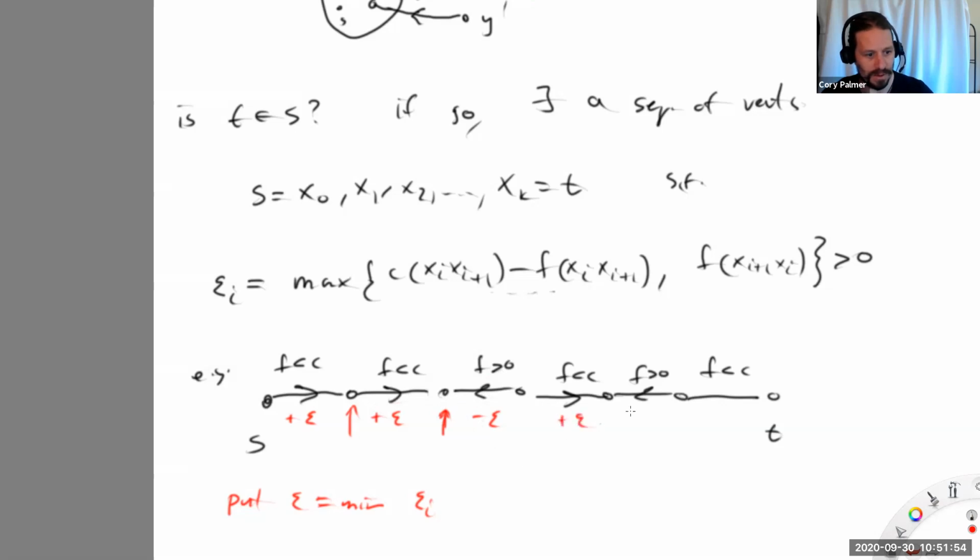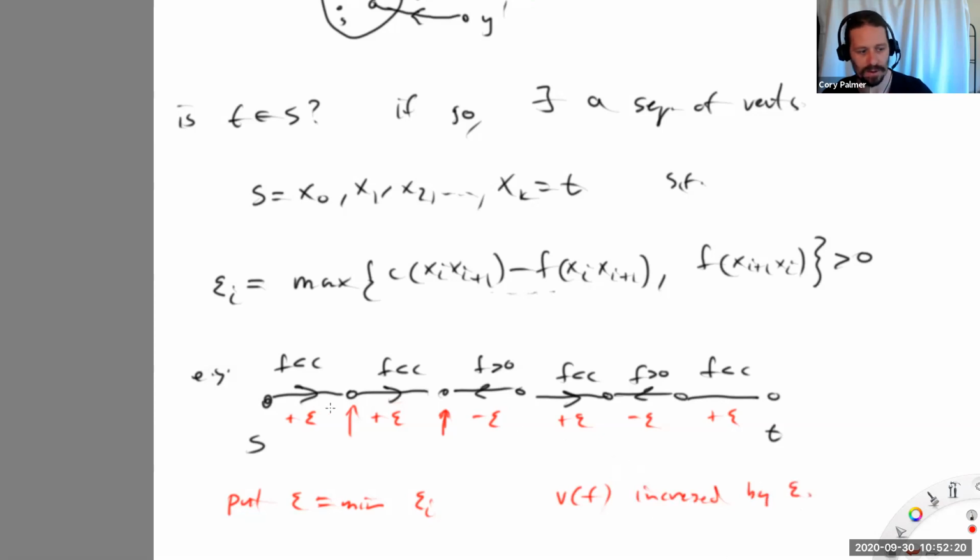Then here I add epsilon, subtract epsilon, add epsilon. Okay, clearly the capacity rule was always satisfied, and Kirchhoff's law was also satisfied at each vertex. What can you tell me about the value of this new flow, though? It increased by epsilon. We just got a better flow.